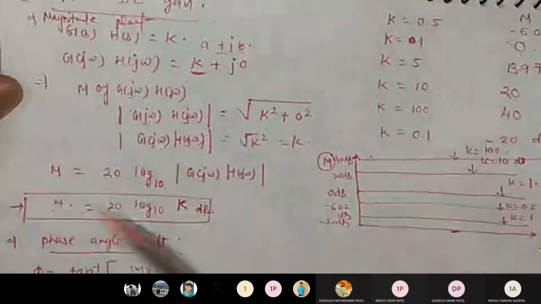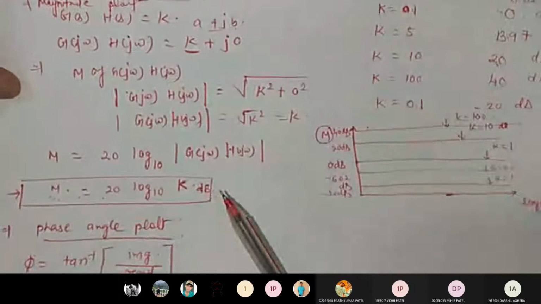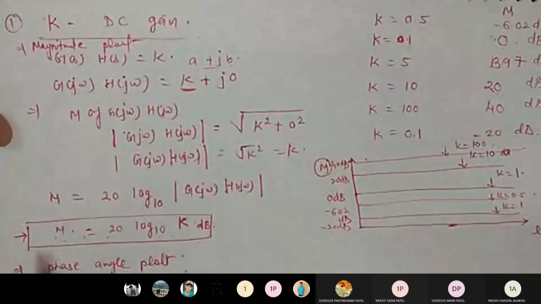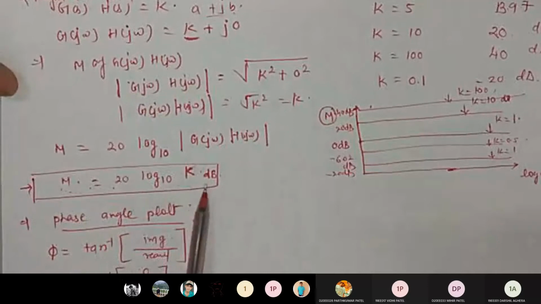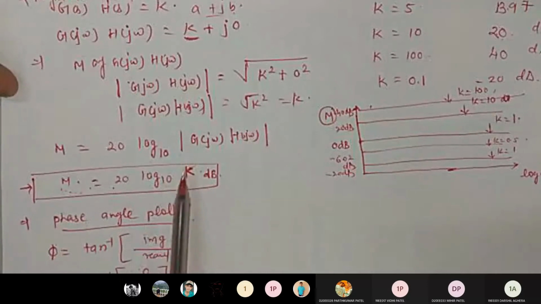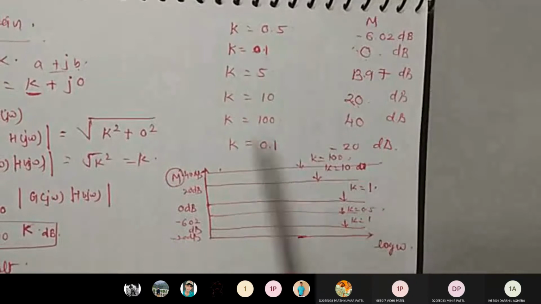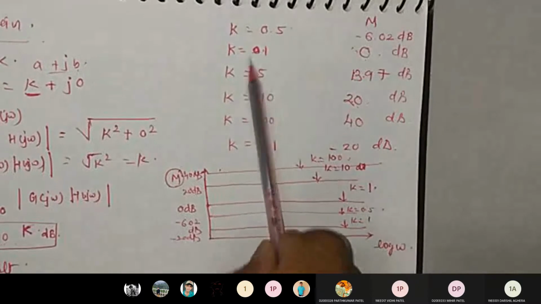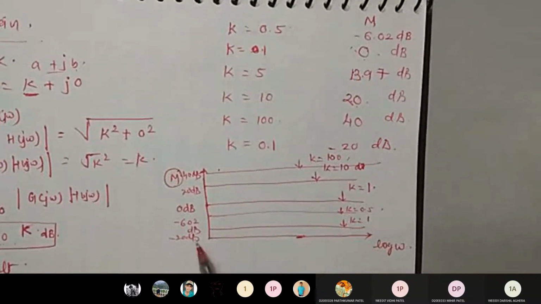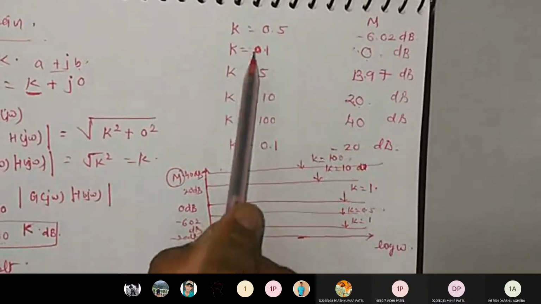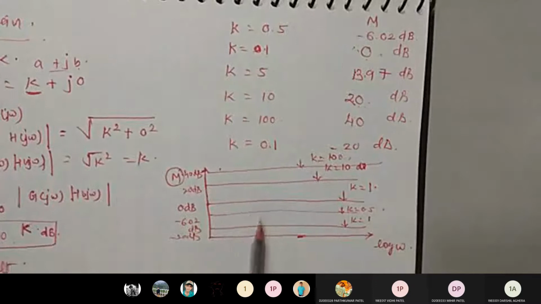So we will go for the magnitude part first, and we have found out the equation M is equal to 20 log K. Okay, so whatever the K value is there, we will be having the magnitude. We have taken different values of K and we have plotted this. So what we have concluded, if the value of K is lesser than 1, we will be getting minus magnitude, and if the value of K is greater than 1, then we are getting the positive values.